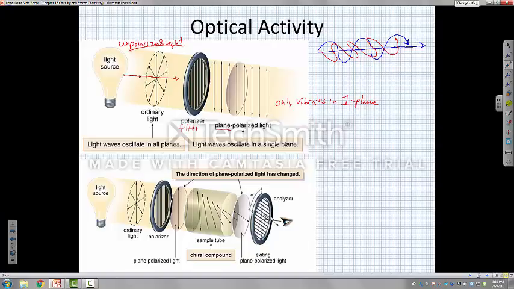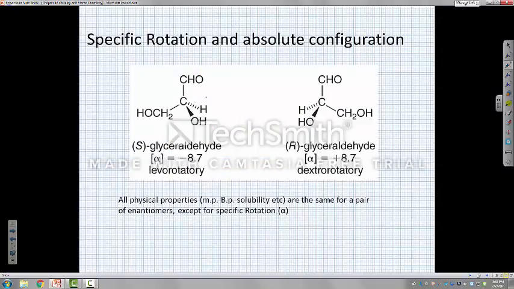And compounds that are chiral are said to be optically active, and they have this alpha here, which is the degree of rotation. This is the only property that's different between chiral compounds, or I should say between enantiomers. So there's something called specific rotation and absolute configuration.